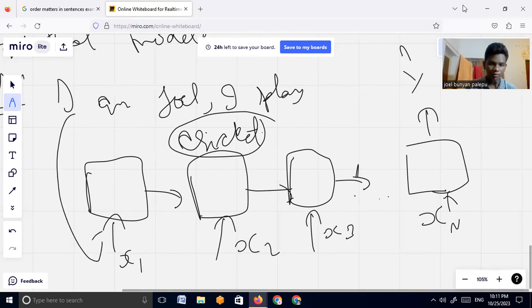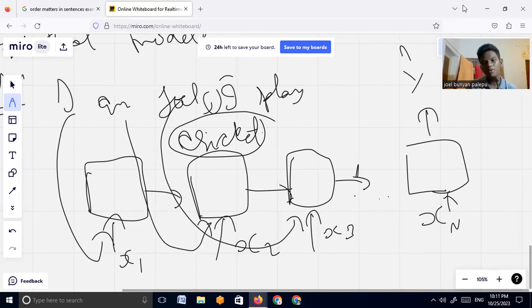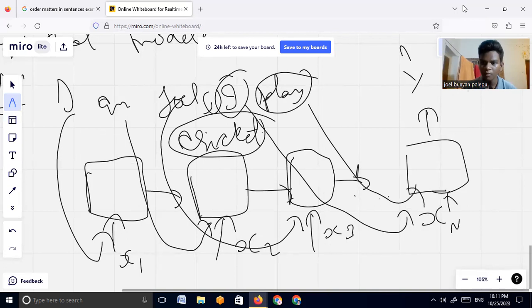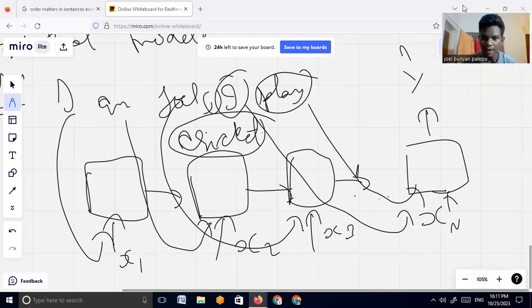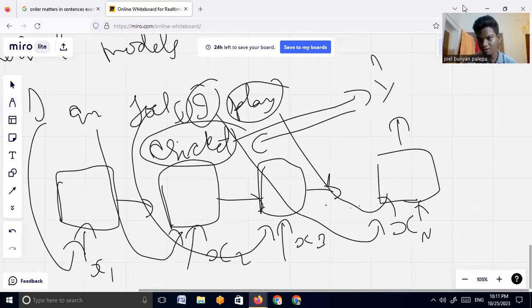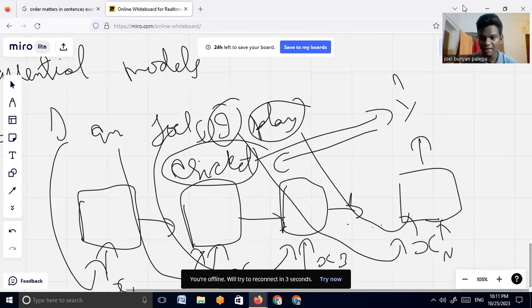I would be x1, am would be x2, Joel would be x3, and maybe a comma; we could put a comma also with some word embeddings. We'll take all these values. Play would be the final input, and we'll try to predict cricket. We'll use the loss function, where y is cricket and y hat is the output of the model. And this is the architecture.